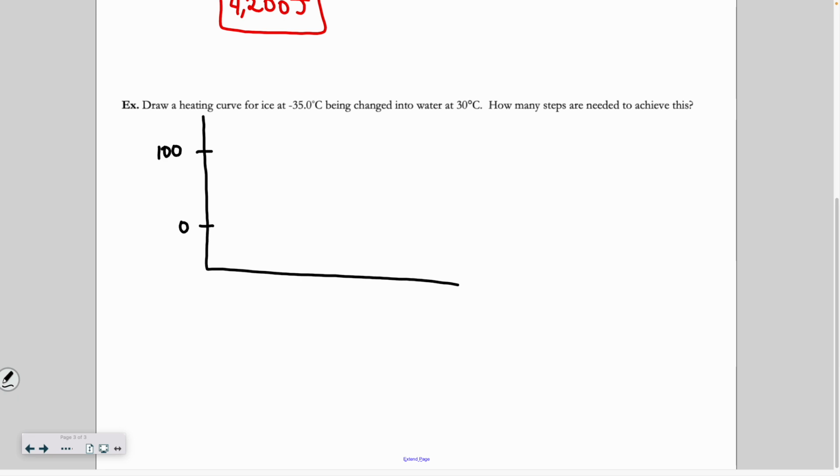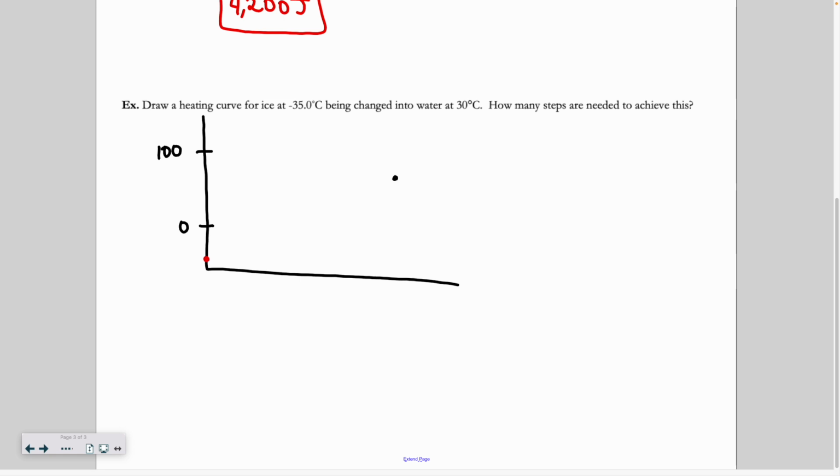For any other substance, guys, I don't expect you to memorize freezing and melting points. I will give them to you. They're unique to that substance. It says draw a heating curve for ice at negative 35 degrees Celsius. So it's going to start here below 0, being changed into water at 30 degrees Celsius. So it is going to be somewhere right around here that we're going to end, right? We're not to that boiling point of 100.